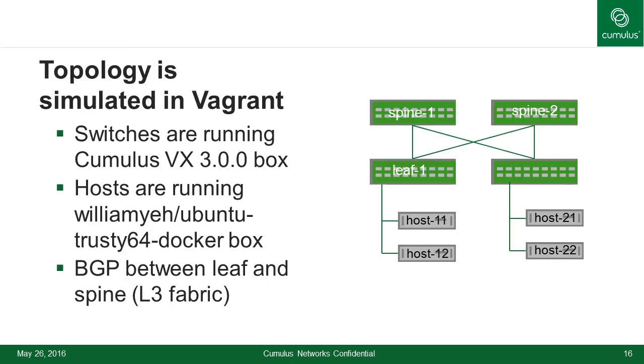So the topology, everything that I show here, is done using Vagrant. The switches that you see here, spine 1, spine 2, leaf 1, and leaf 2, whose label is missing, are all running Cumulus VX. We have a new release coming out in the next day or two called 3.0, and all of this is running Cumulus VX 3.0. 2.5.6, the last stable version we had, works as well, but this is fine. The hosts are running an Ubuntu trusty box that's been pre-installed with Docker. That's the name of the box that's been provided.